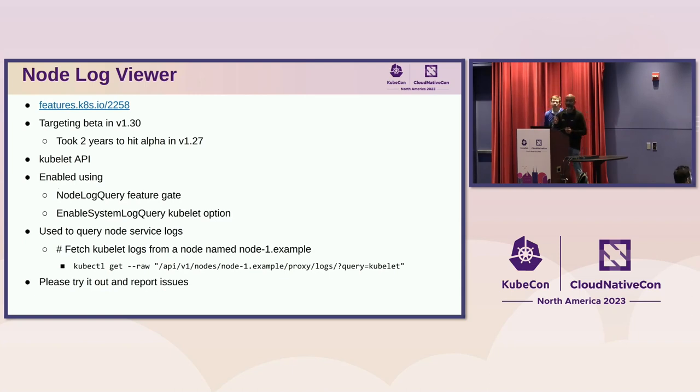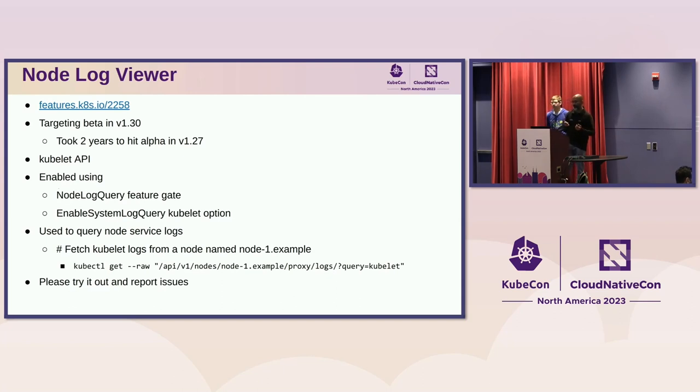To enable this feature, you need to do two things. One is you need to enable a feature gate called NodeLogQuery, and the second is you need to add a kubelet option called enableSystemLogQuery. The reason for this is that the feature is a little bit sensitive because it is going to give you access to the logs of your services that are running on both your Linux and Windows nodes. So because of this, we want users to be really aware that I'm actually enabling this feature for all my nodes for debugging purposes and for collecting information when something is going wrong in your node.